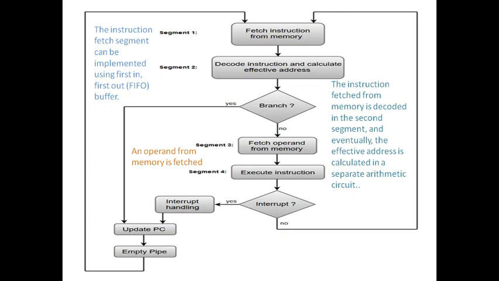In segment 3, operands from memory are fetched. In segment 4, we will execute the instruction. The actual operation happens, the actual execution of the instruction will be done in segment 4. So in segment 4, the instructions are finally executed. And in the last step, if there is any interrupt, it will jump to the interrupt handling section, or else if there are no interrupts, it will fetch the next instruction.